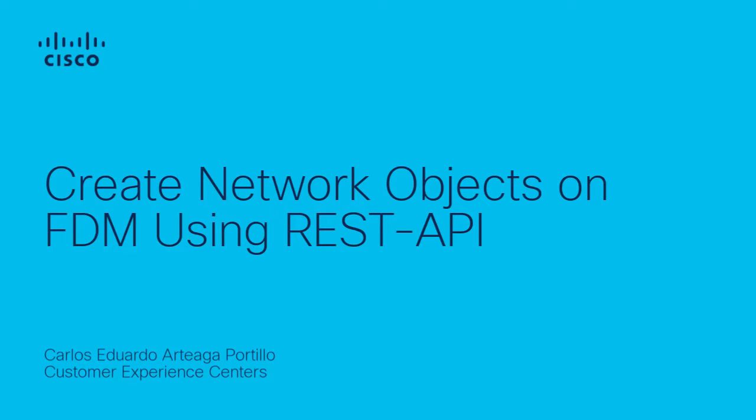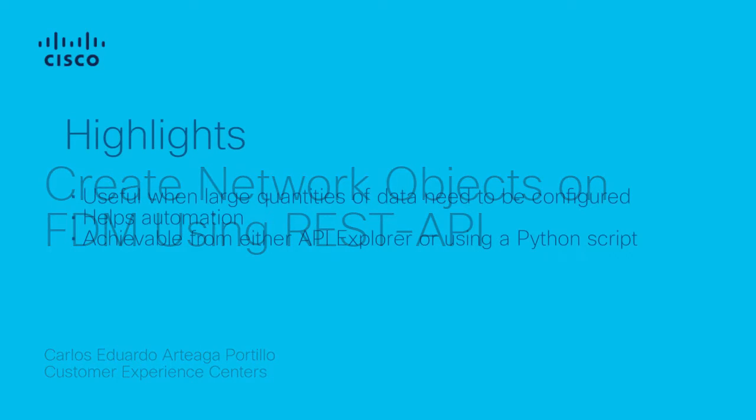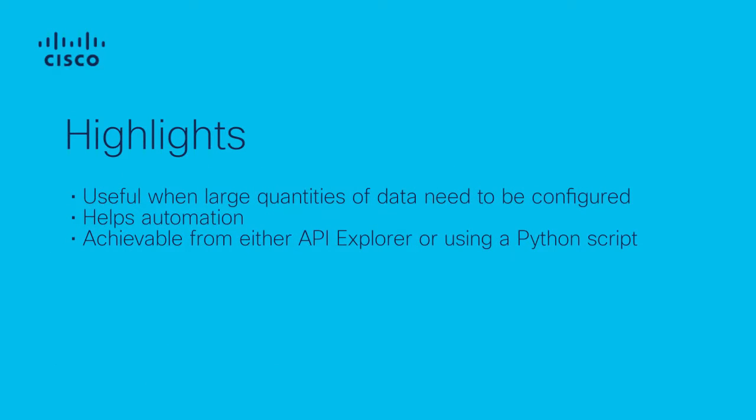Today, I will show you how to configure a network object on Cisco Secure Firewall Device Manager using REST API. This may be used for cases in which large quantities of data need to be configured, or for automation purposes. Please note that this can be done from either the API Explorer or using a Python script.